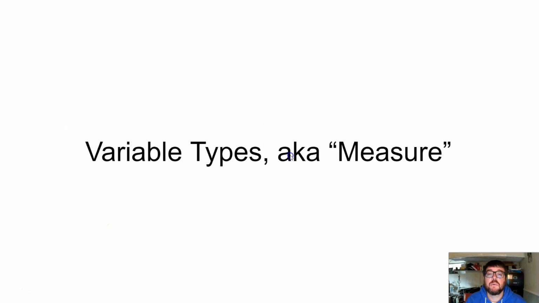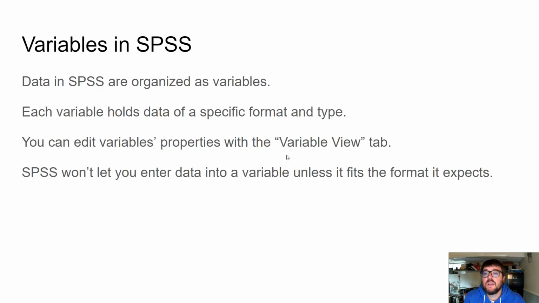So the first thing that we want to talk about in data wrangling in SPSS is how SPSS stores information. SPSS stores things as variables. Each column is a variable, and each variable has a type. What I've been calling variable type, SPSS calls a measure. So everything in each column has to have exactly the same type of data. And you can edit that not in the data view, but in the variable view tab. And SPSS won't let you enter data into a variable unless it fits the format it expects.